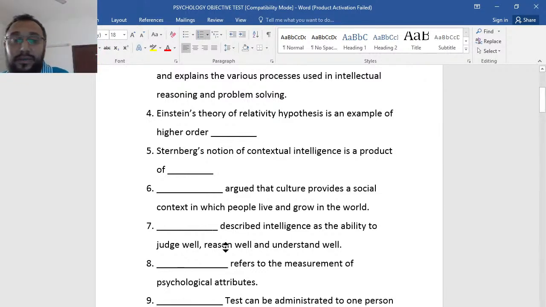Let us look into the next area. Dash refers to the measurement of psychological attributes. Generally, we use the word assessment. Assessment is the measurement of psychological attributes. When we look into the meaning of the term here, you will get the clarity. Assessment refers to the measurement of psychological attributes.